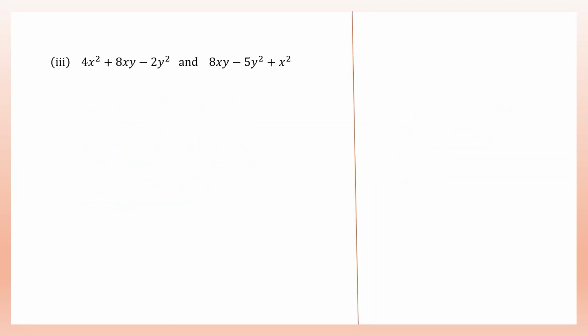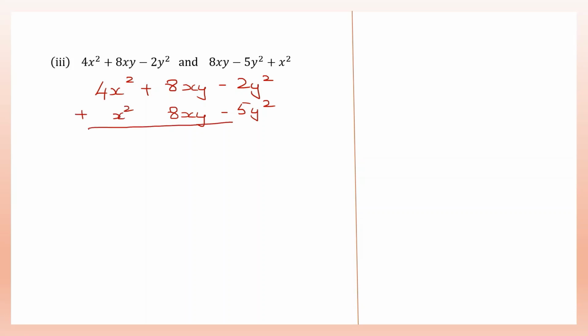Next one, 4x square plus 8xy minus 2y square. Let's take the next expression, 8xy. Put it in the right column. Minus 5y square plus x square. Okay, now let's put in whatever is missing. Plus sign here, 1 and a plus sign here. Okay, since there are only two terms, it's easy to do.